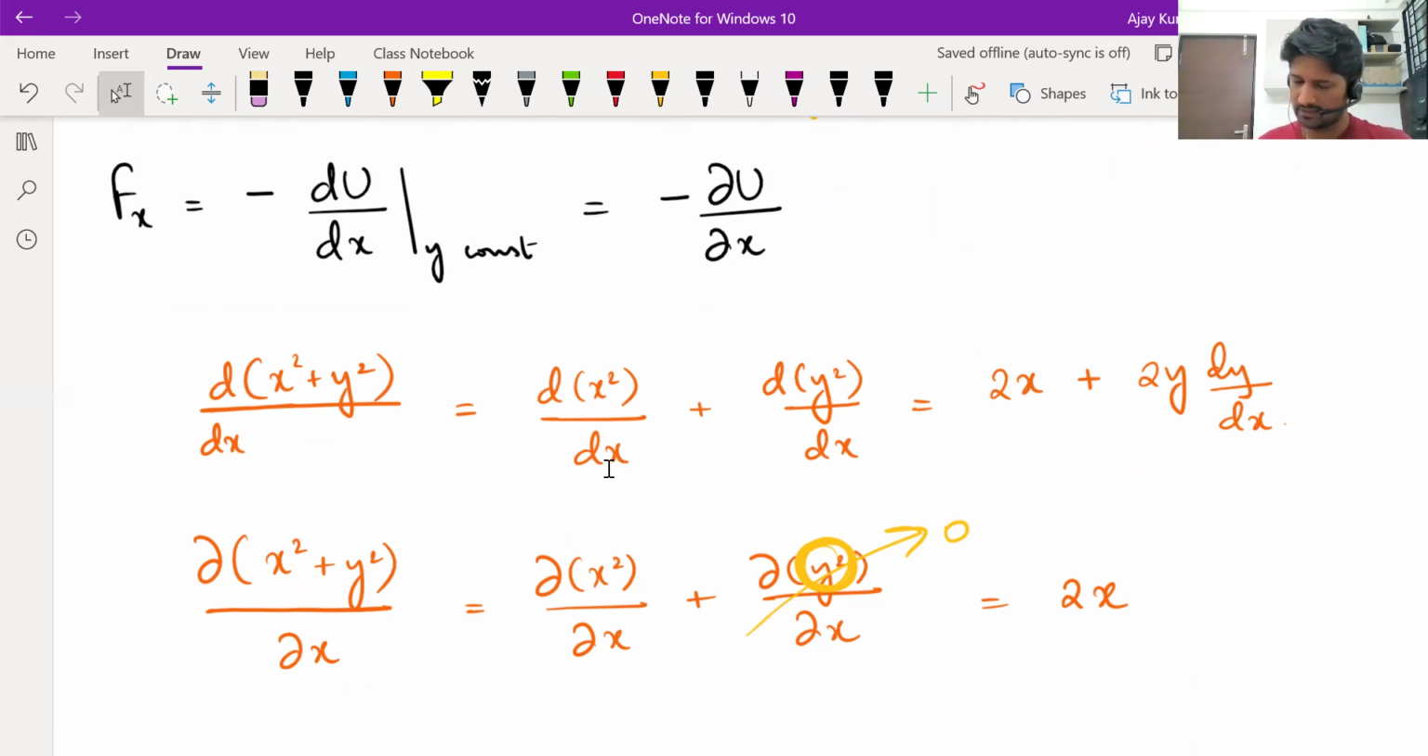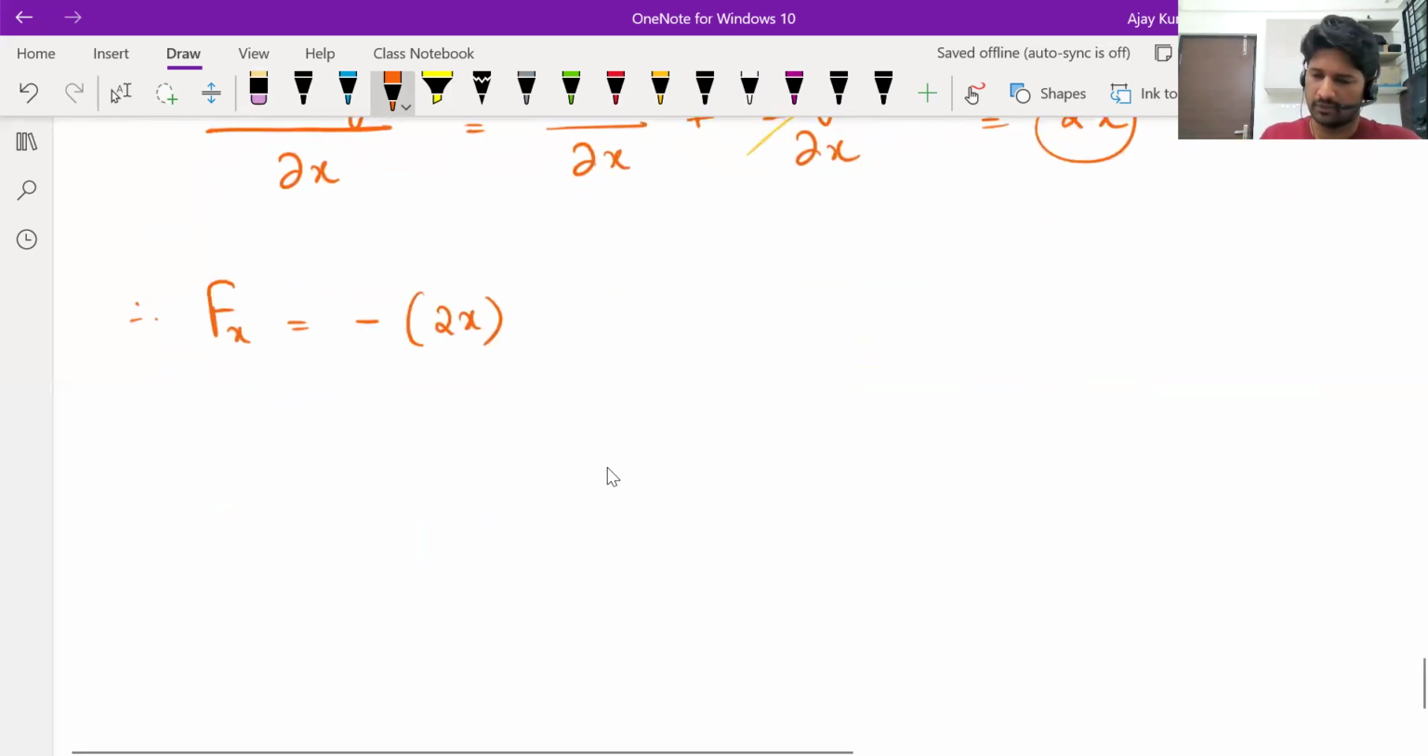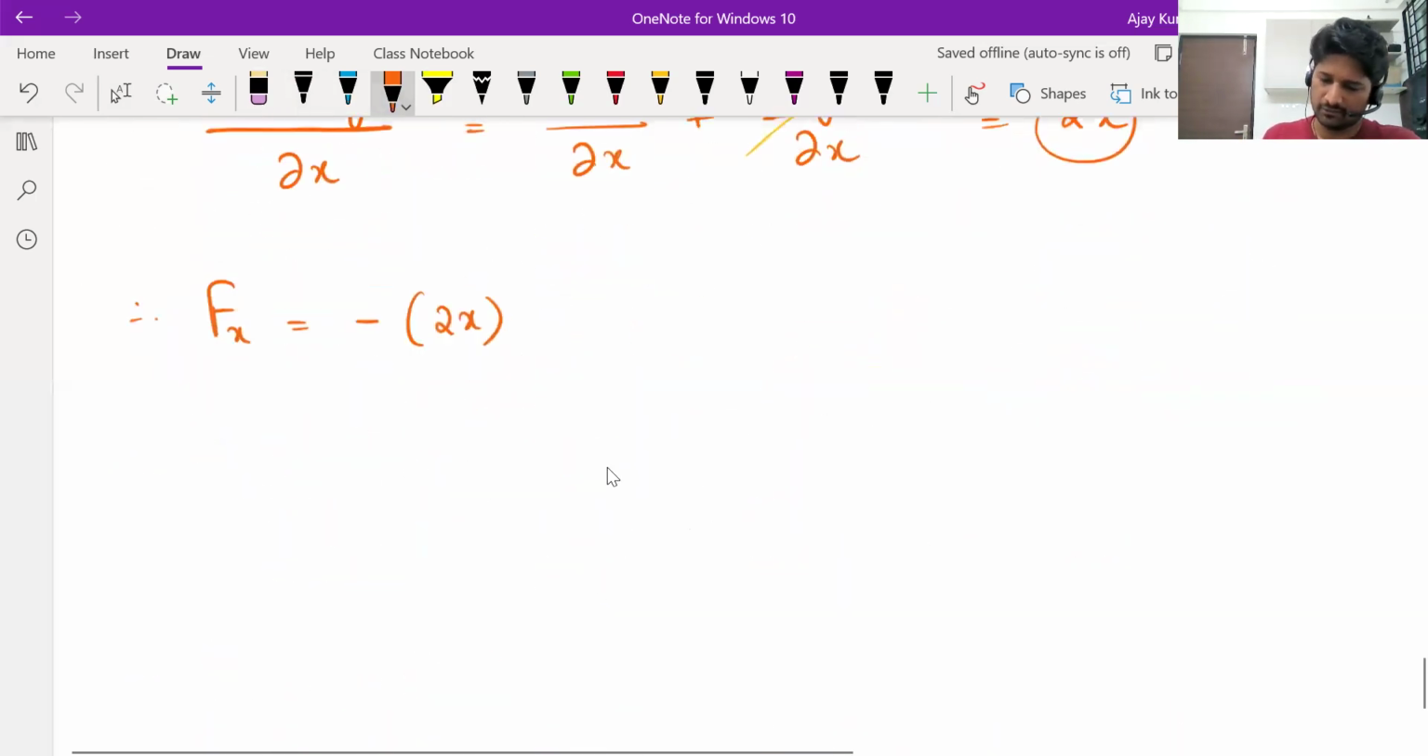So in this case, let's proceed. We got dou u by dou x as 2x. Now we need to put a minus sign to it. Therefore, the force component in the x direction becomes minus dou u by dou x, that is minus 2x. Dou means partial derivative. Similarly, you can calculate the y component of the force also. Because the x component and y component are similar, you can directly tell that the force in the y direction will turn out to be minus 2y. That way we can get force from the potential energy function.